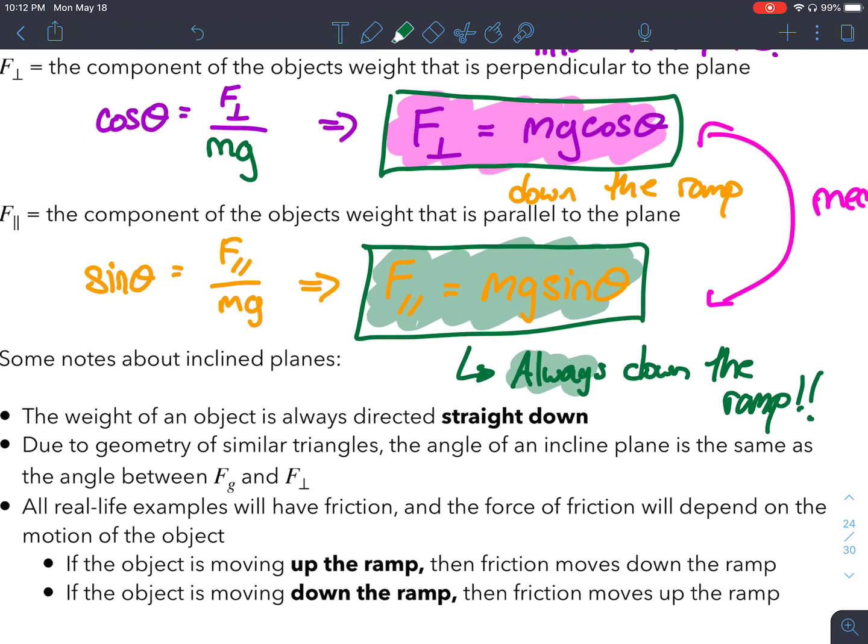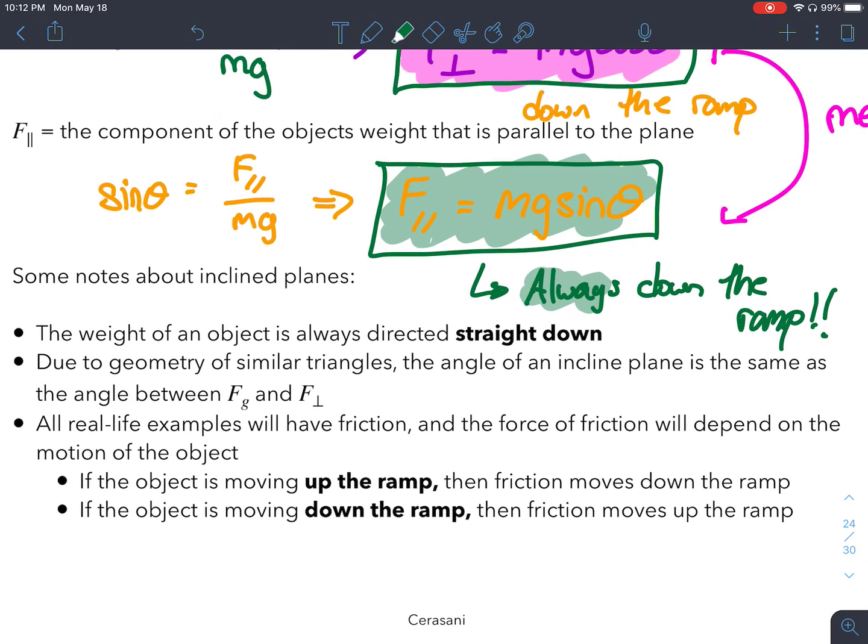but it's the force of gravity that's pushing that object down the ramp. Okay? Now, if you have friction, again, friction will depend on the motion of the object. If the object is moving up the ramp, then friction is acting down the ramp. If the object is moving down the ramp, that means friction goes up the ramp. Opposite of the motion, exactly the same as before.